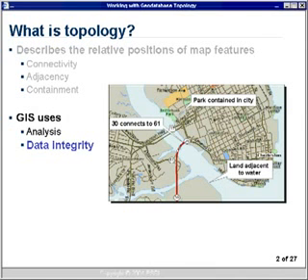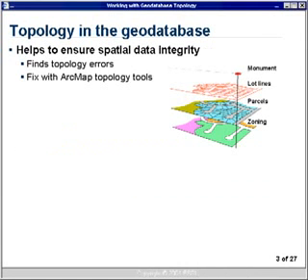model in your data. So as far as GIS uses go, as far as analysis is concerned, all the analysis tools work the same whether your data has a geodatabase topology setup or not. The big thing you have with geodatabase topology is that you are able to maintain your data integrity by setting up a geodatabase topology. So let's go ahead and talk about topology in the geodatabase.